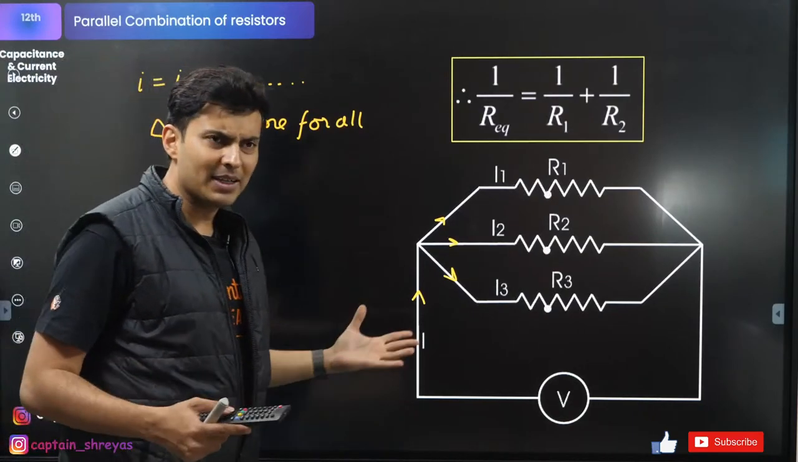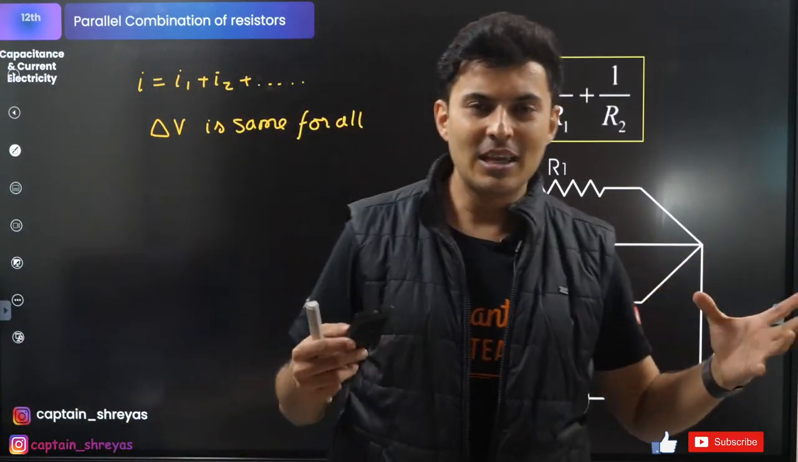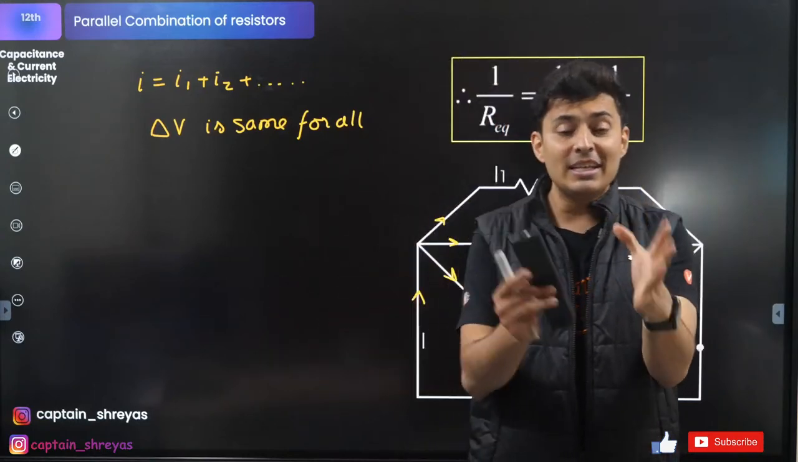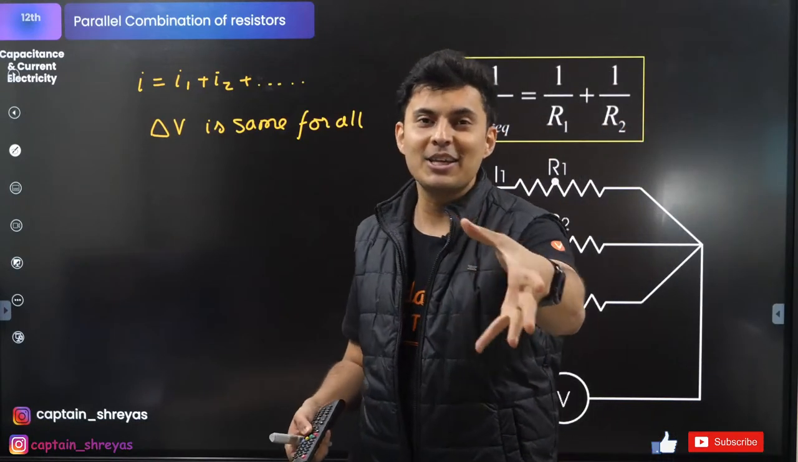Now there are multiple ways to find equivalent resistance. Sometimes it is not easily seen that, oh my god, it is in series or in parallel.